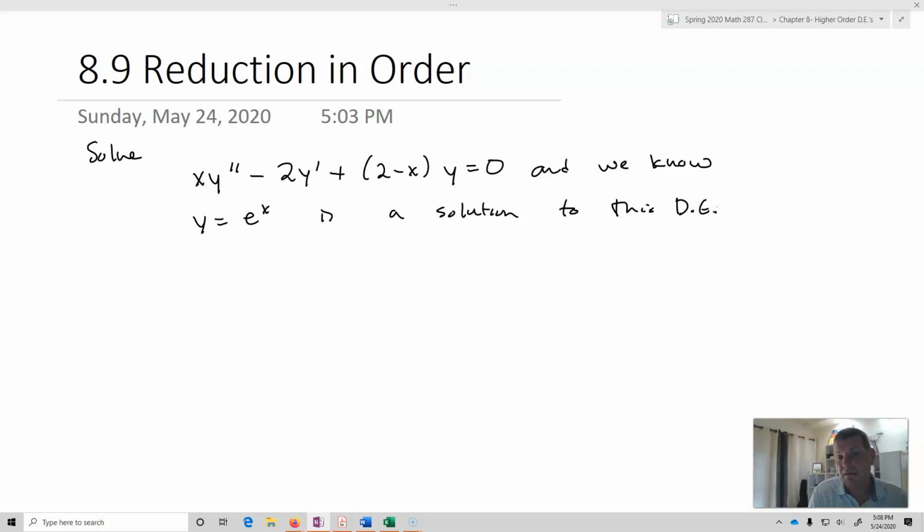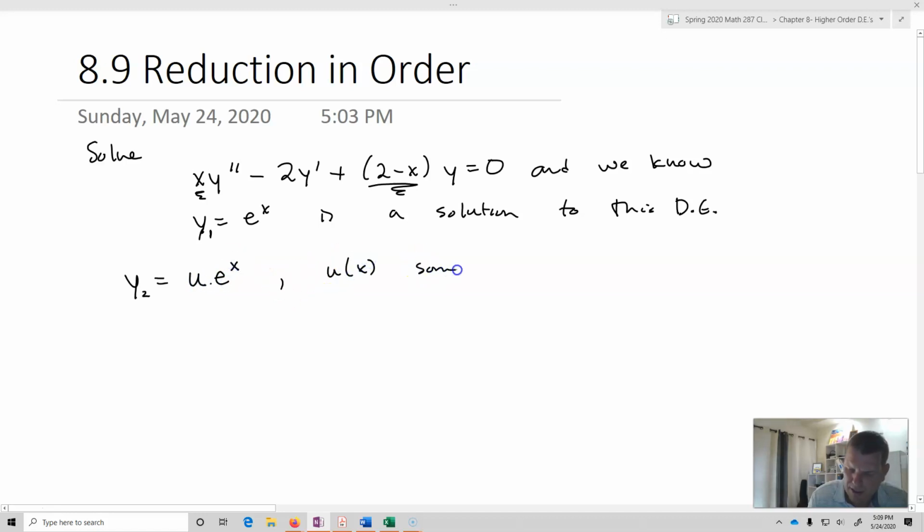It turns out that this differential equation is homogeneous, right? A couple things to notice. Notice that we don't necessarily have constant coefficients. So we can use reduction of order even if we don't have constant coefficients. It's totally fine. What we're going to do is posit that our first solution, y1, is e to the x. Let's say that y2 is going to be u e to the x, for u of x, some function of x.